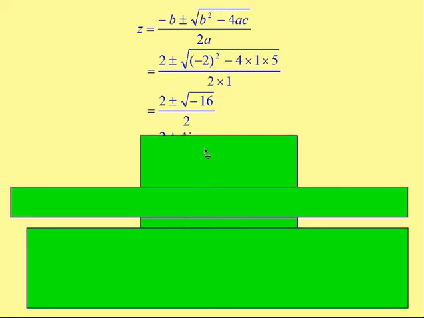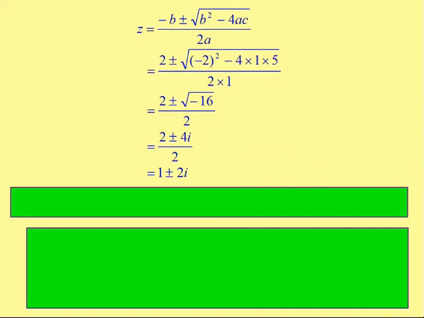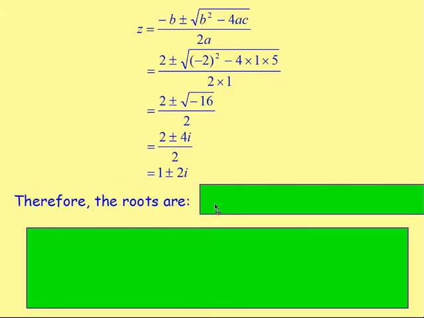So that would become 2 plus or minus square root of 16 is 4, but because it's a negative, square root of -1 is i, so it's going to be 2 plus or minus 4i over 2. Because we have that, we can divide the 2 by 2 and 4i by 2, giving us then 1 plus or minus 2i.